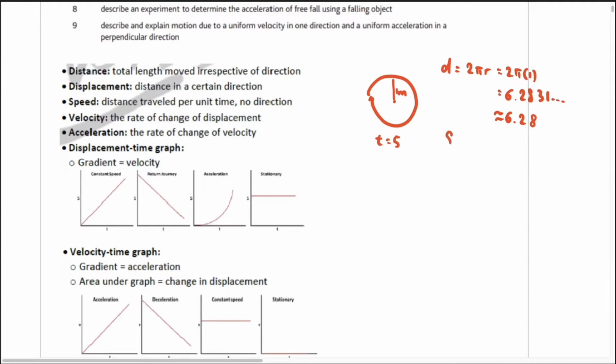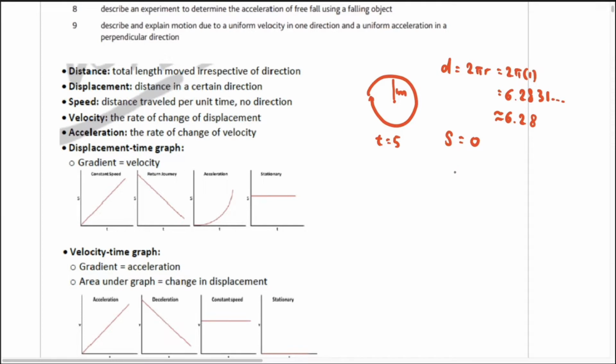Displacement is where you look at the starting point and the end point. Okay, so if they are staying together, displacement is 0. Okay, so if they are not the same point, then you just join up with a straight line. The straight line represents the displacement. Okay, so we look at the starting point and the end point.